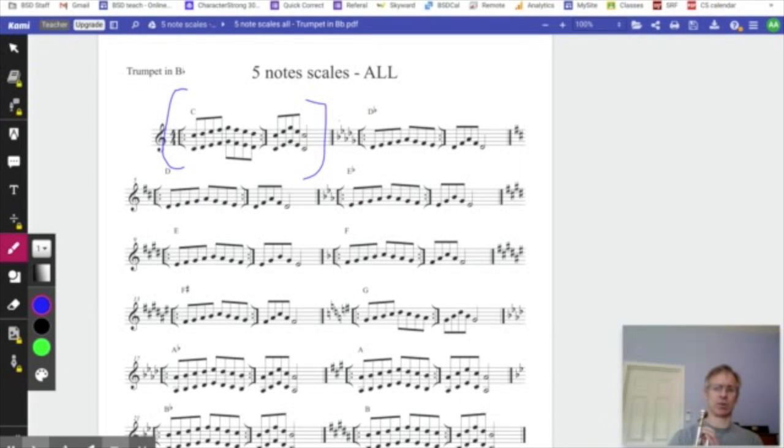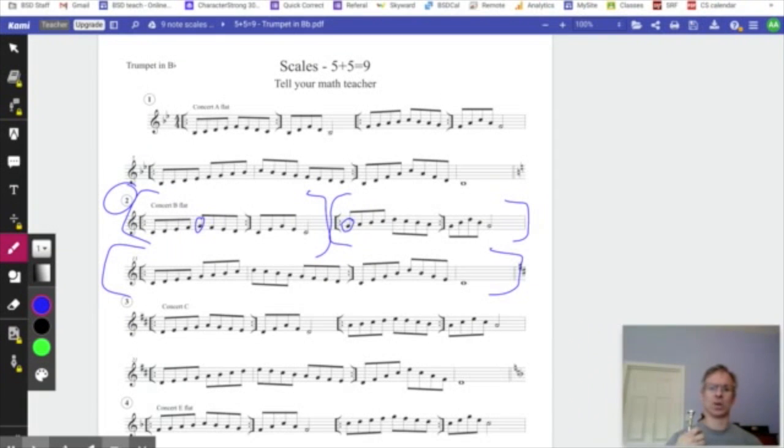All right, so the next step I want you to work on is velocity in larger chunks, and that would be playing what I call 9-note scales. Now, if you went to your math teacher and told them that 5 plus 5 equals 9, they would think you're crazy. But here's what I mean by that. I'm going to be playing on this screen scale number 2. It's concert B flat, so again, on trumpet, it's my C scale.